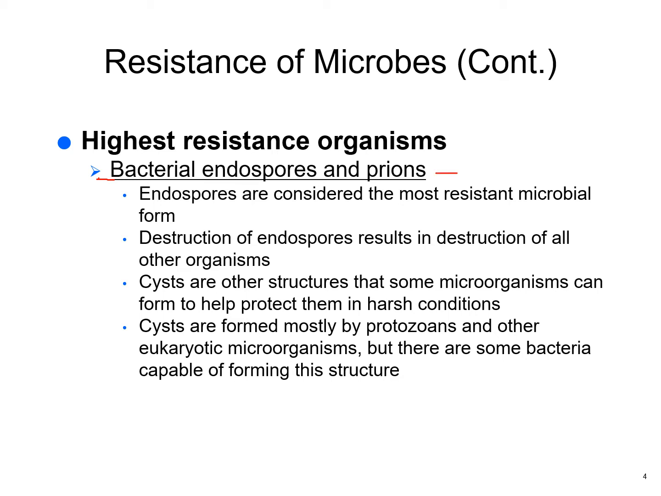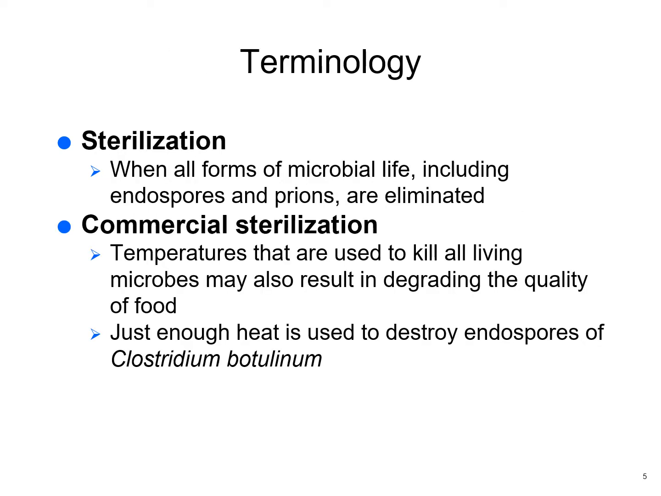Endospores are the most resistant microbial form. And getting rid of things with endospores is going to kill all organisms in that area. Cysts that some microorganisms have can also make them hard to kill. And these are going to be protozoal organisms. Prions, I said they're impossible to kill. You can kill them in the environment, but it takes chemicals to kill them.